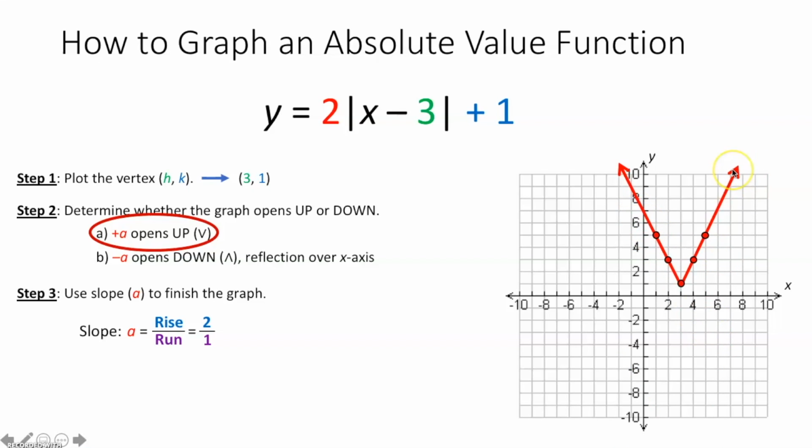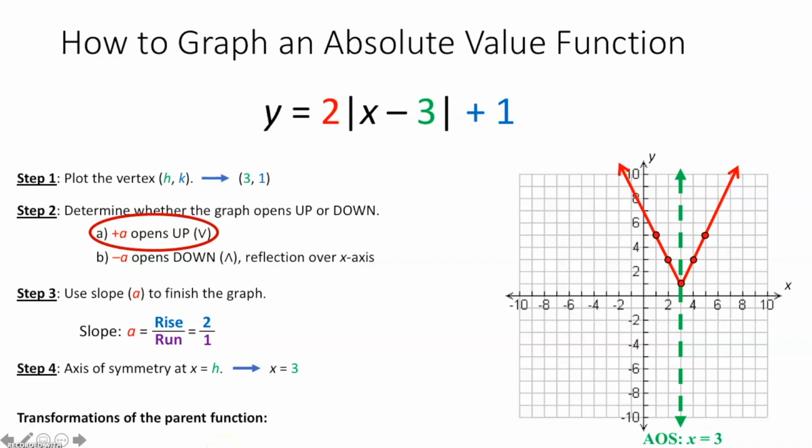Now, a lot of these questions will ask for the axis of symmetry, and that is also very easy. It's just the vertical line, x equals whatever your h value is. So in this case, that would be 3. So x equals 3 is the vertical line that cuts this graph in half. That's your axis of symmetry, x equals 3.